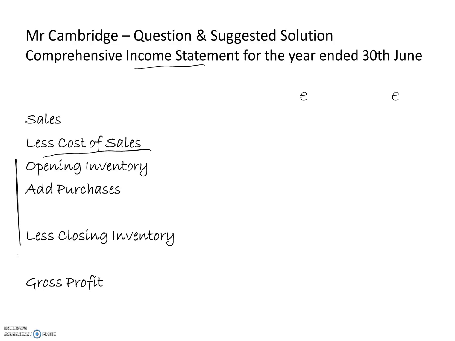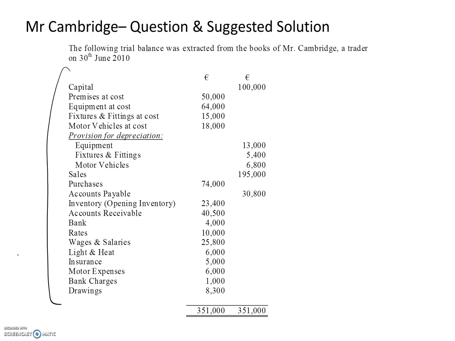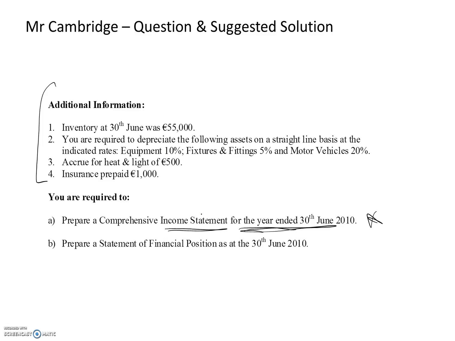So what we need to do now is go back to the trial balance and get what we need: the sales, the opening inventory, the purchases, and the closing inventory. So we go back here, we can see there's the sales, there's the purchases, here's the opening inventory, and if you look at the additional information here, there is the closing inventory.